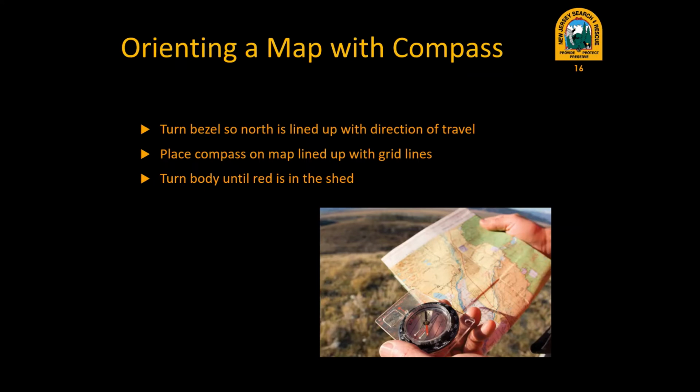First, let's talk about orienting a map with a compass. In order to do this, turn your bezel so that north is lined up with your direction of travel. And then place your compass on your map with the grid lines between the map and the grid lines on your compass lined up. Then turn your body until red is in the shed, and now you're facing the proper azimuth.